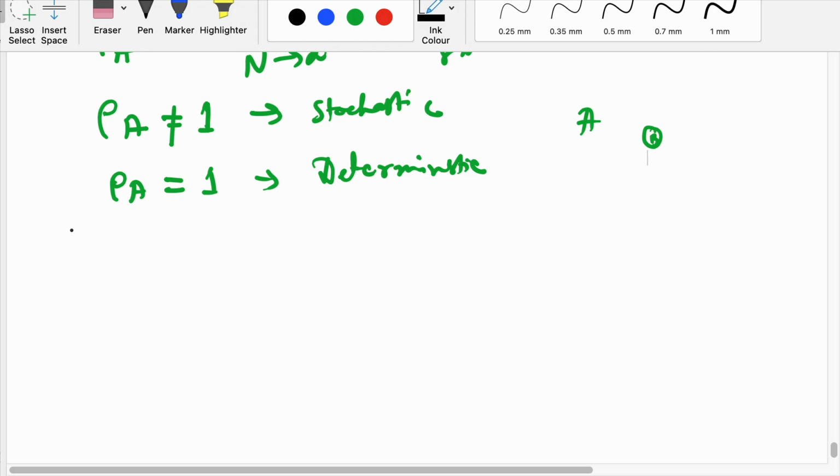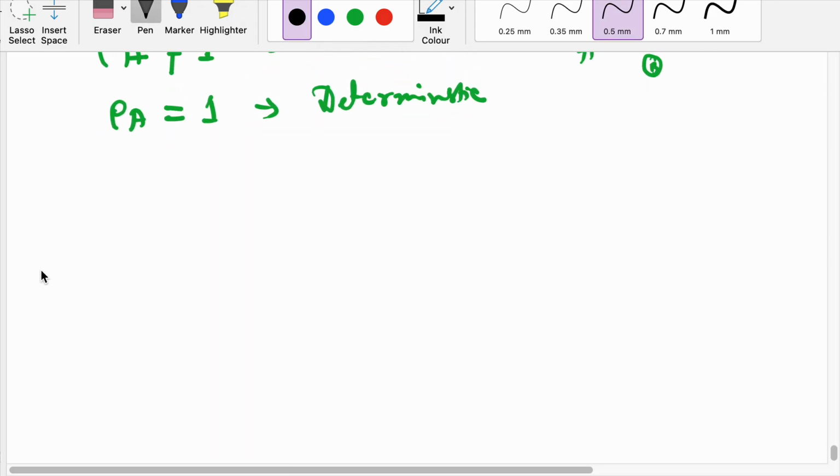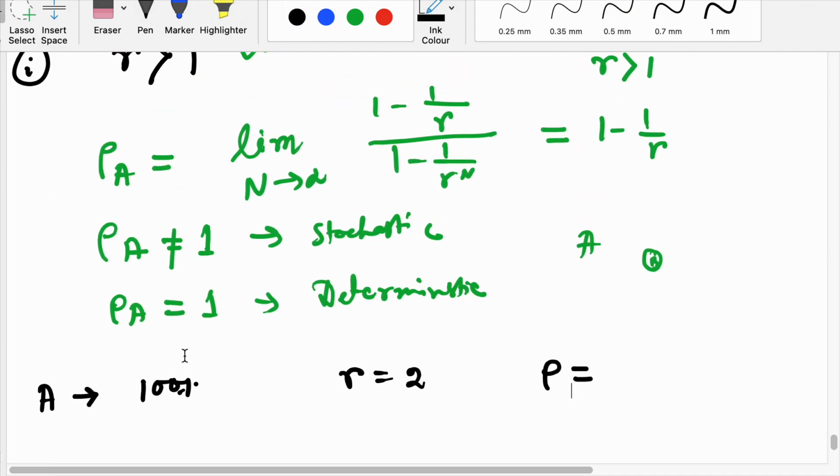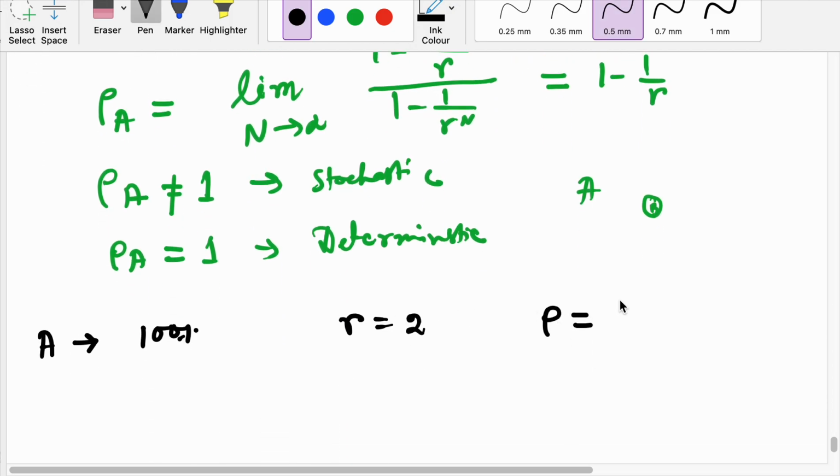Now let's see some numerical things. Suppose A has a 100% advantage over B. That means R is actually 2. Then what will be the fixation probability? If it is 100% advantageous over B, what is the fixation probability? That will be 1 minus 1 by R, that will be 1 minus half, that will be 0.5. So that means even if it is 100% advantageous, the probability of fixation is not very high.